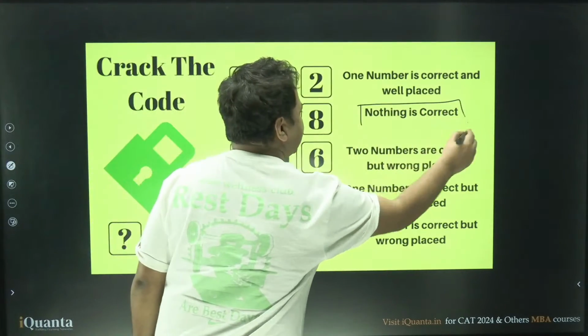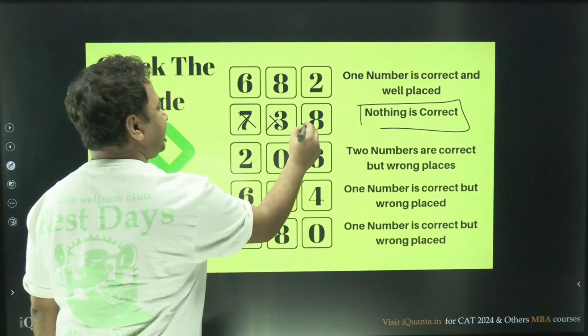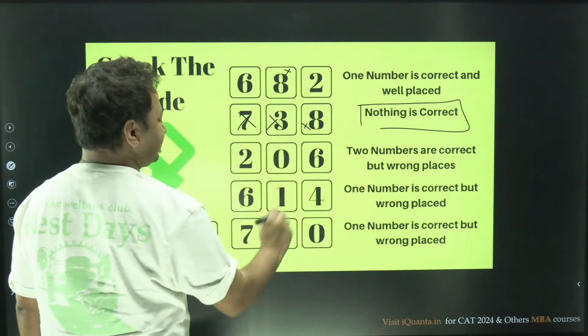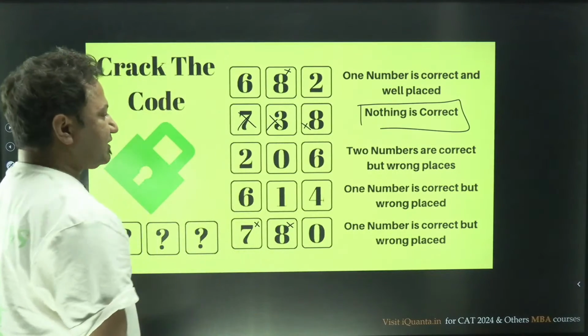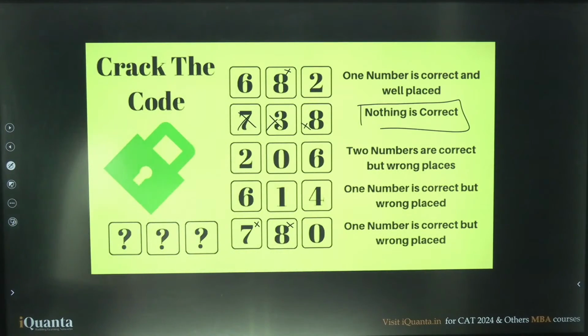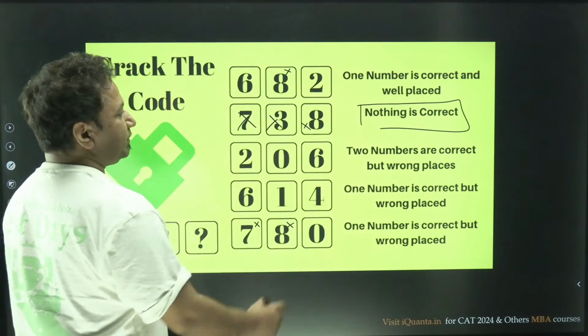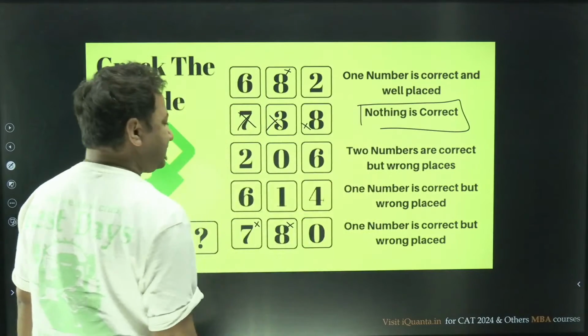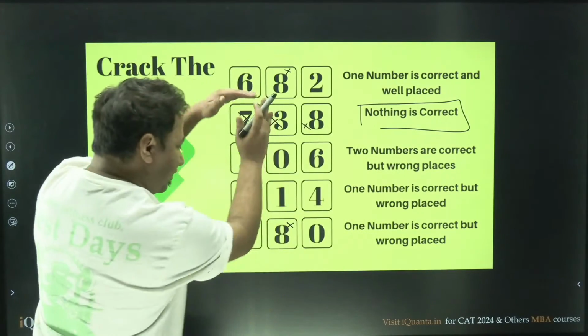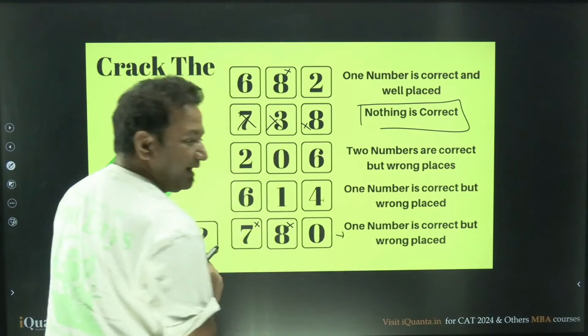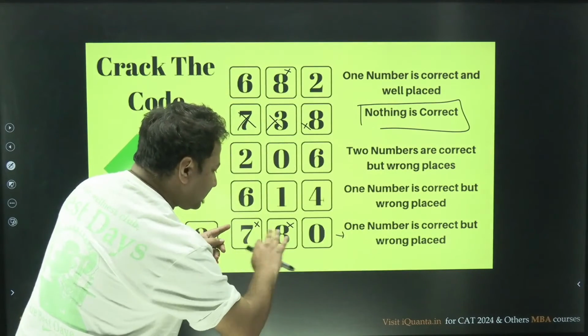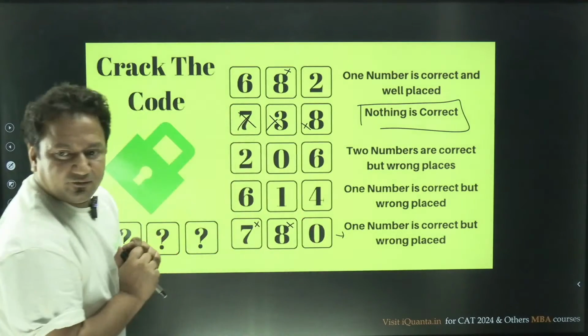First step is this. Nothing is correct. That means 7, 3 and 8 cannot be there. So wherever we have 7, 3 or 8, we'll just reject that. First step clear or not, everyone? Okay. So the people who have not got it, just tell me, the first step is clear, all of you. Now, one number is correct and well placed, that is there. And after this, we'll look at the fifth hint. Why? Because in the fifth hint, out of these three, 2 are already rejected. So this is something which we can be sure about.